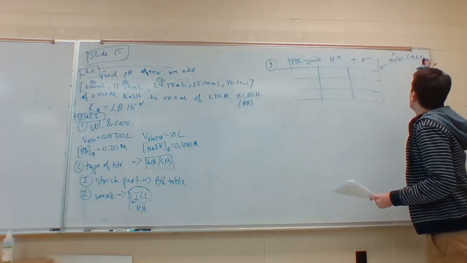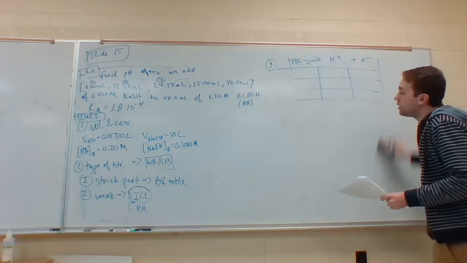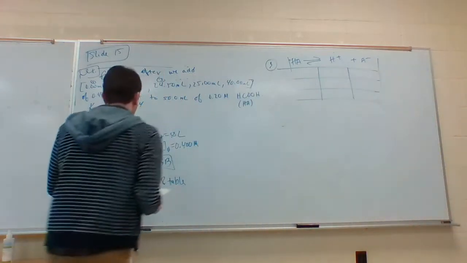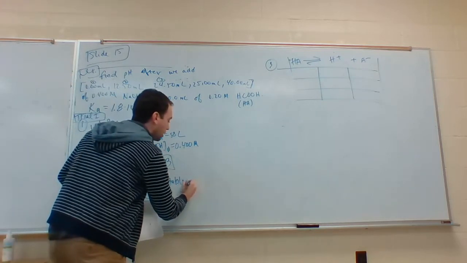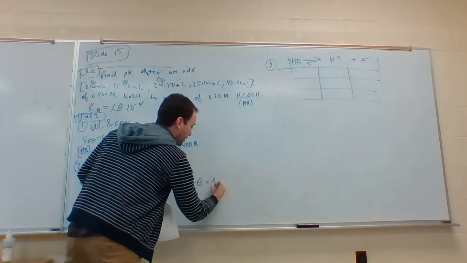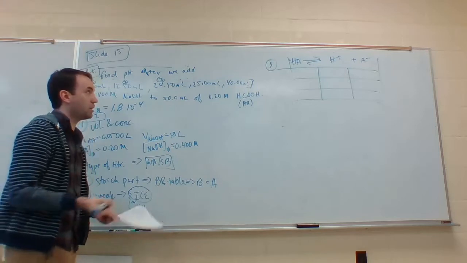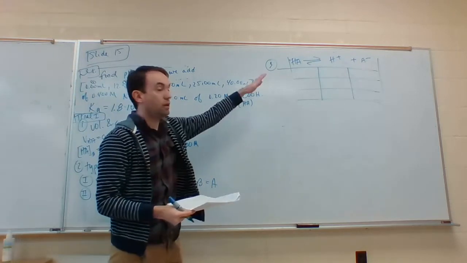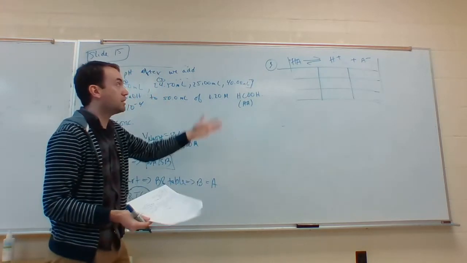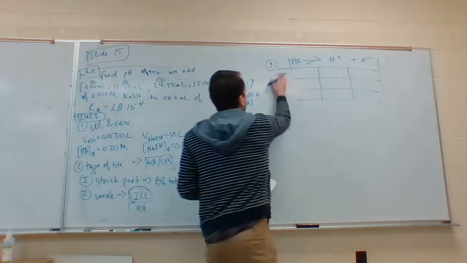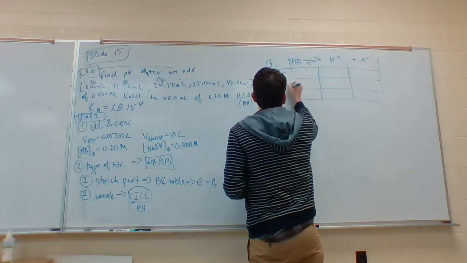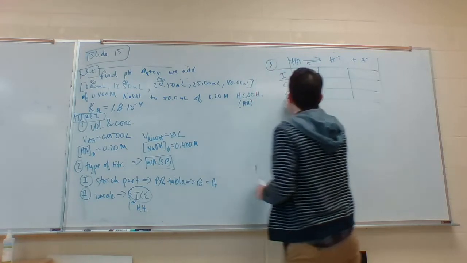We do not need a before and after table because we haven't done anything to change our stoichiometry, right? So our before equals our after, okay? Whatever we started with is what we're going to end with because there's no change in our before and after, right? So that means this needs to be our ice table, okay?